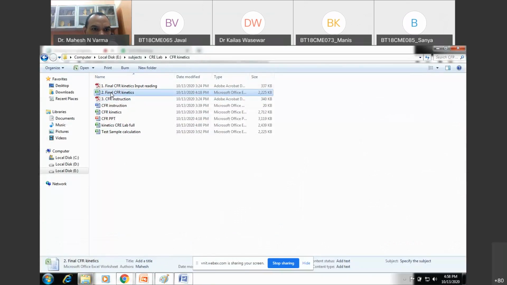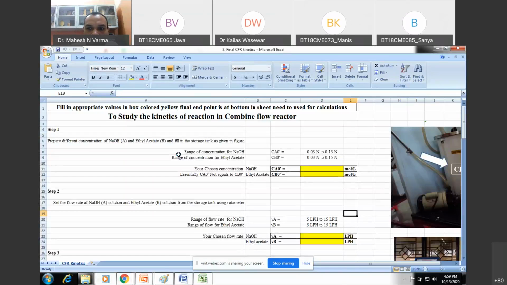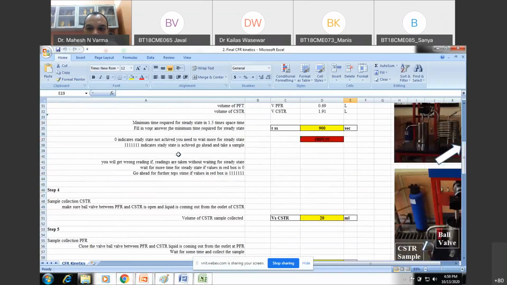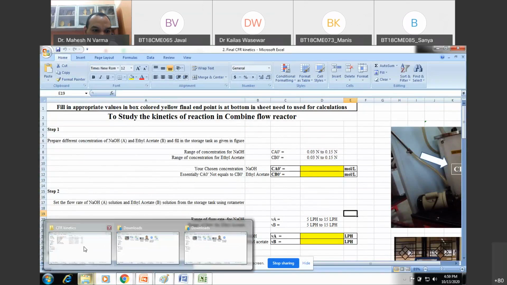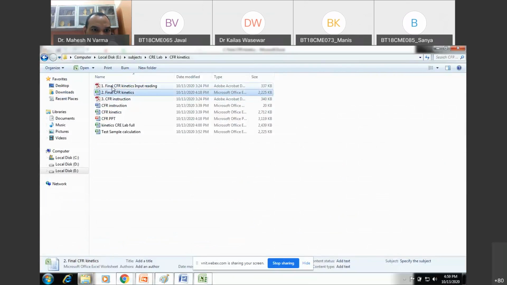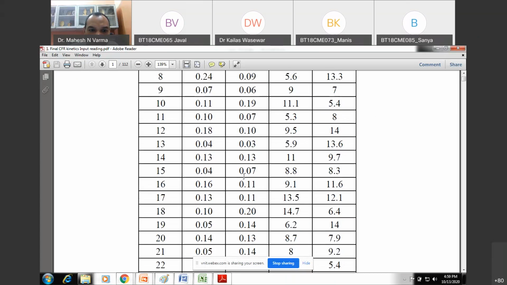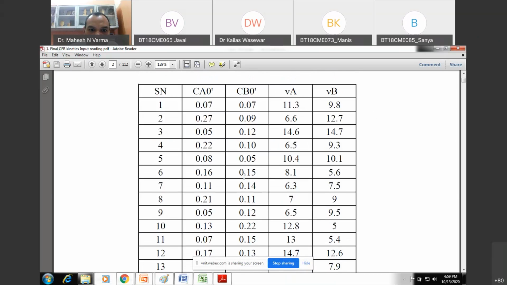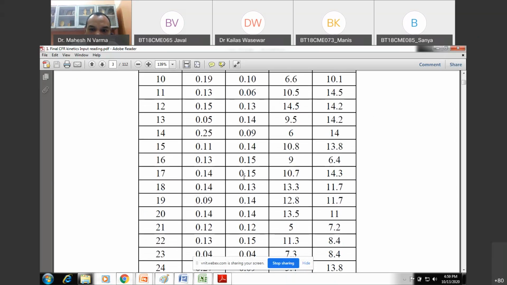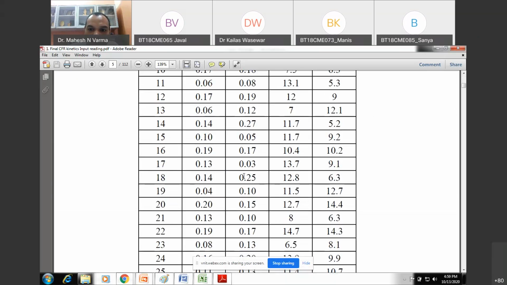So this is the Excel file given to you. Everybody got this Excel file? Anybody not got this Excel file? And this is the reading given to you actually. This is for roll number 1, there are 30 readings. This is roll number 2, there are 30 readings. So roll numbers 3, 4, 5, and 6.